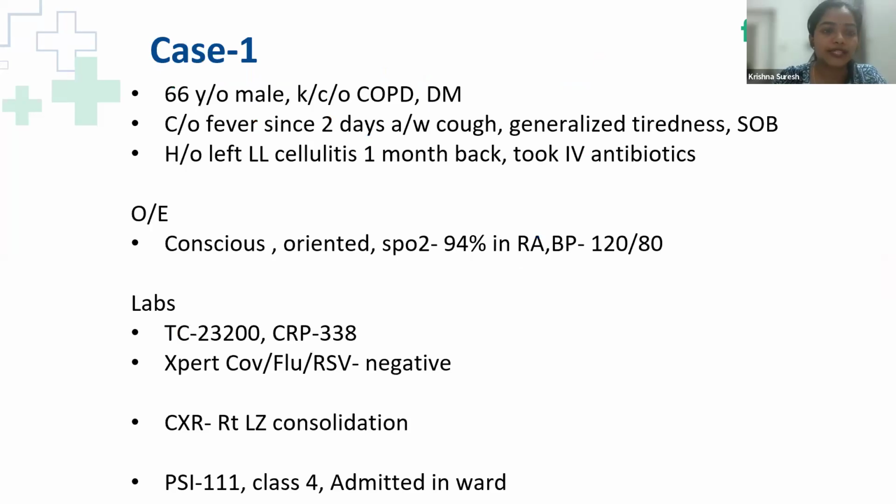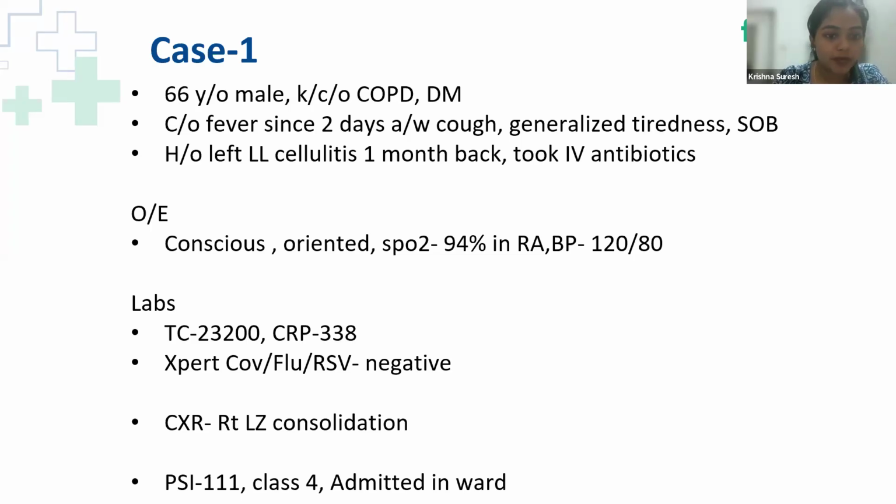Let us move on to a case. So here is a 66-year-old male patient who is a known case of COPD and diabetes mellitus. He presented with complaints of fever since 2 days associated with cough, generalized tiredness, and reported a history of left lower limb cellulitis 1 month back and had taken IV antibiotics for that.